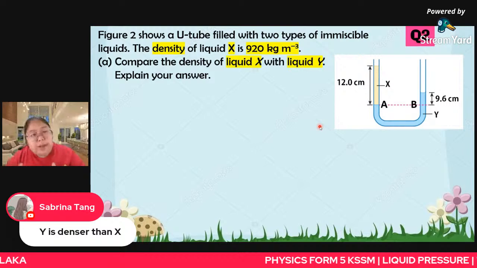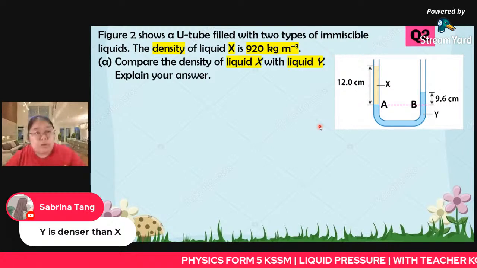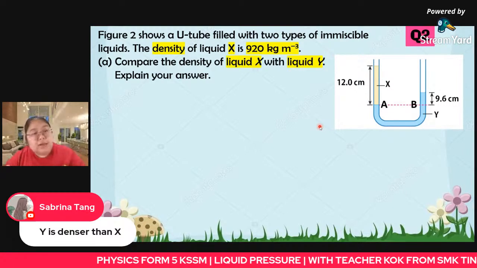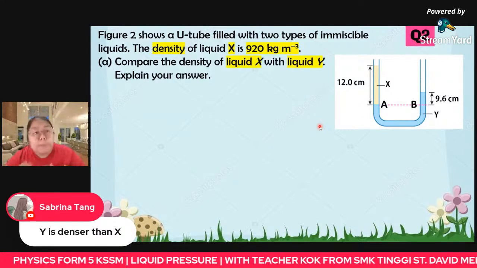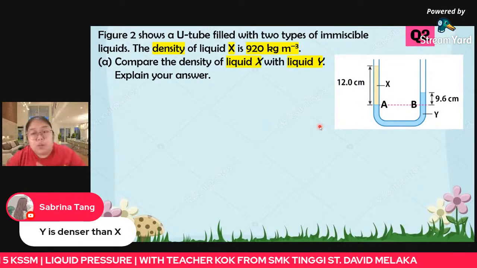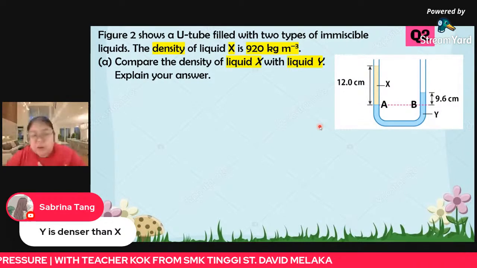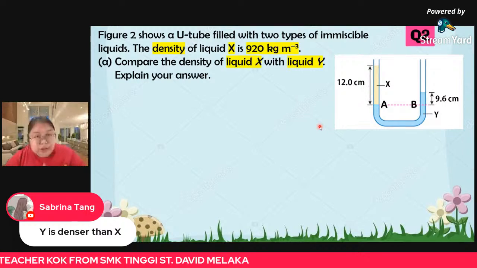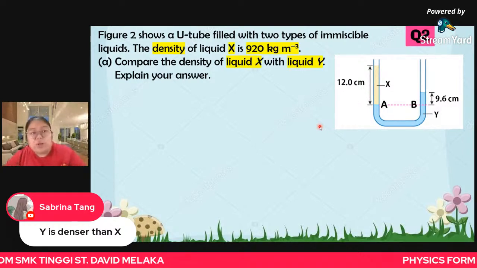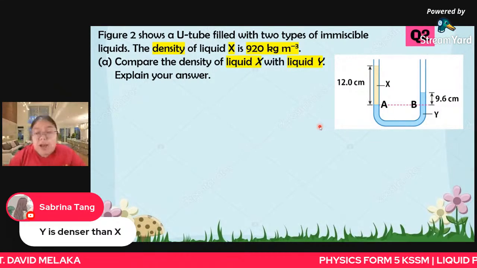Because the liquid Y at the bottom can support the liquid X until the liquid X can go above. So that's why we say the Y becomes denser. So Sabrina's answer should be correct. Then after that, the question adds one more: they need to explain your answer.